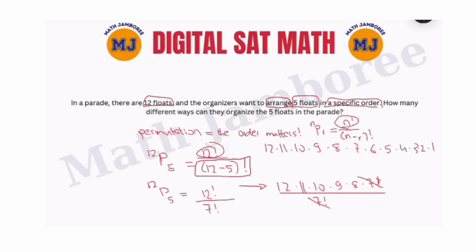So now we're gonna have to multiply all of them. So 12 times 11 times 10 times 9 times 8. All right, that is gonna be 95,040 different ways to organize the 5 floats in the parade. 95,040. I mean, it sounds like a big number, but you don't have to get scared. Actually, sometimes that happens with those kinds of questions.